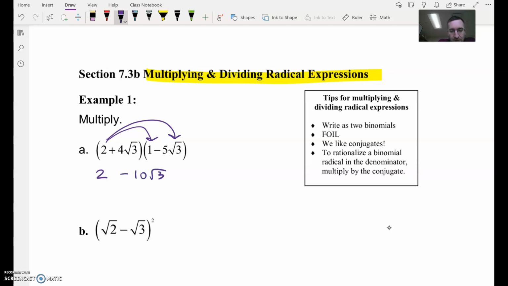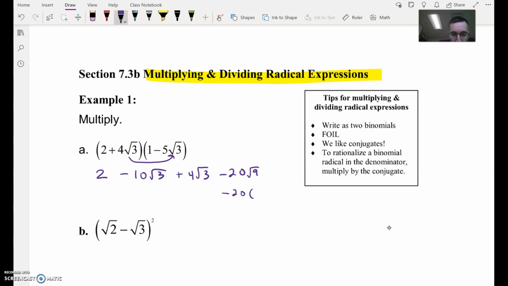That's the first piece. And now you know you have to FOIL, so now we do 4 on the square root of 3 times 1, which is easy. 4 on the square root of 3. And then we do 4 on the square root of 3 times negative 5 on the square root of 3. Now let me slow down here, because for this last piece you're going to do 4 times negative 5, which gives us negative 20. But then you're going to do radical 3 times radical 3, which is radical 9, which can simplify. So let's go ahead and simplify it.